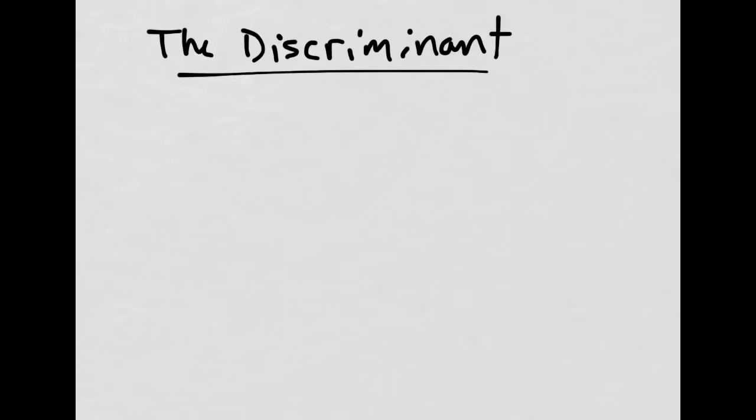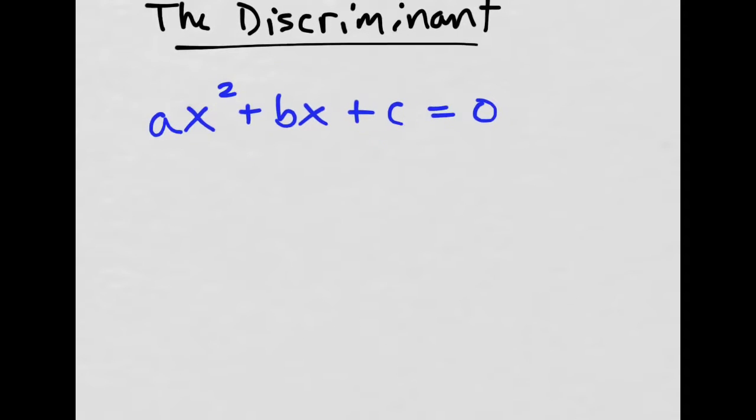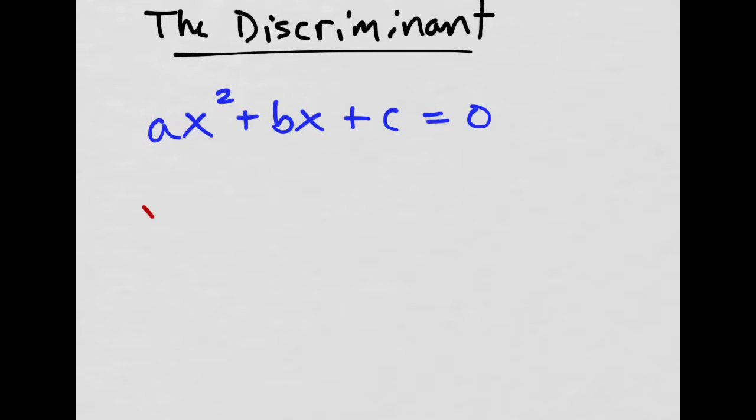For quadratic equations, we have something that's called the discriminant. Let me back up. If I have some quadratic equation in standard form, ax squared plus bx plus c equals 0, then the quadratic formula gives me the roots or the solutions, or if this was a function, it would give me the x-intercepts of the graph.